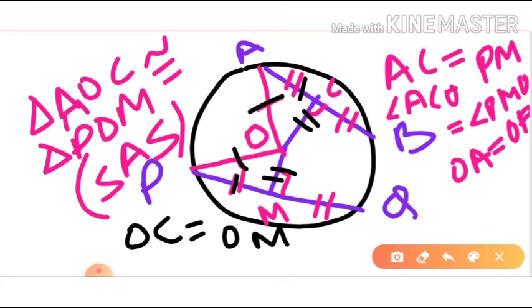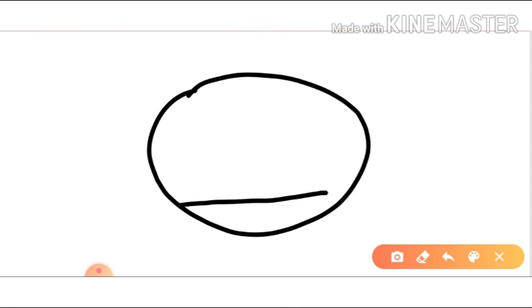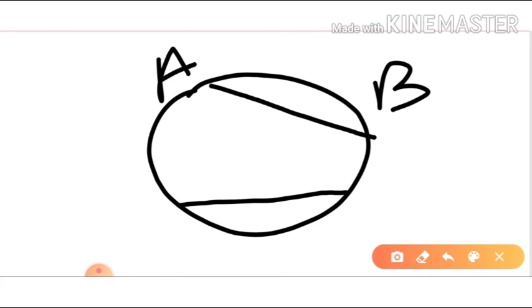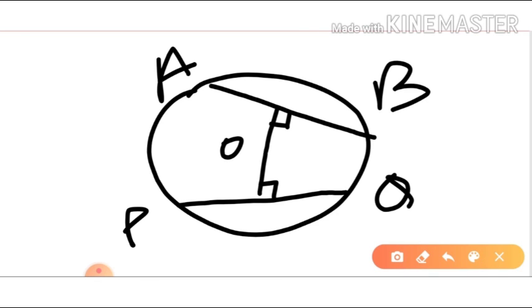Okay. Same way you can prove for 10.7 also. You take AB, you take PQ. Now it is said you have to show that AB and PQ are equal. So from O you draw this perpendicular, from O you draw this perpendicular, this you take as M and this you take as C, then join and make the triangle, this one.